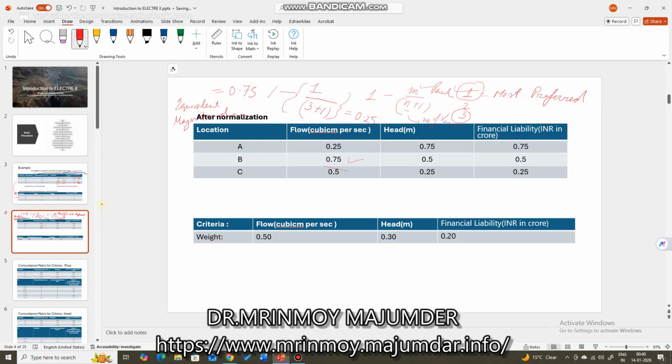Clear? So accordingly, 1 minus m by n plus 1. Just remember this formula. m is the rank, n is the total number of variables here, or alternatives here, and then you do the needful. So for the second rank, what happened? 1 minus 2 by 3 plus 1. So 2 by 4 is 1 by 2, which is 0.5. Am I correct? 0.5 is this part. So deduct 0.5 from 1, 0.5, right?